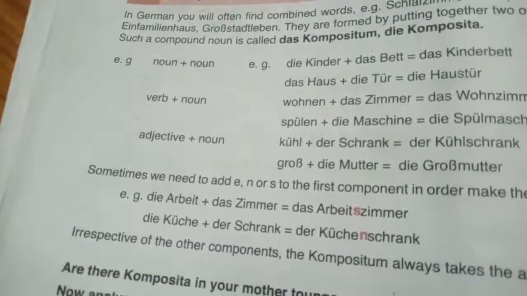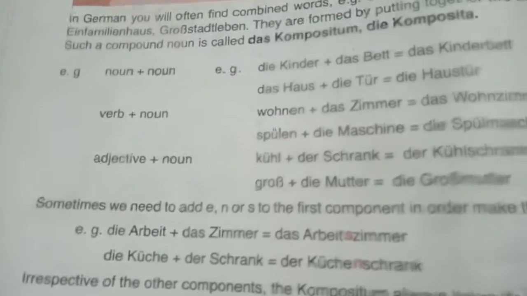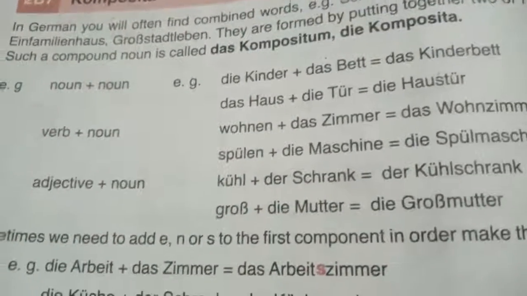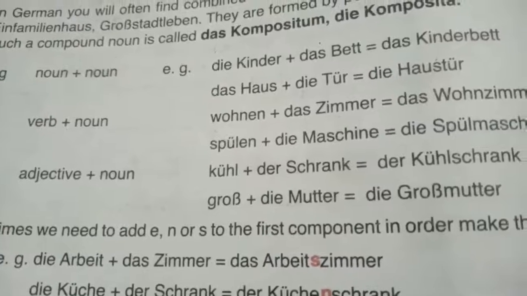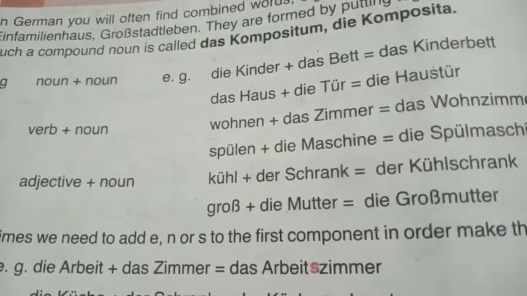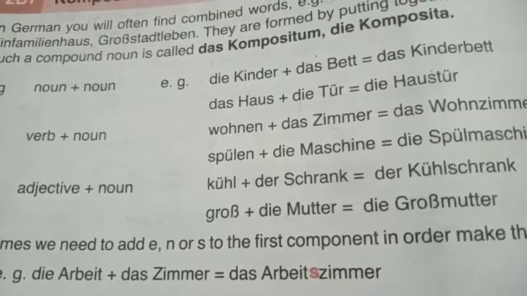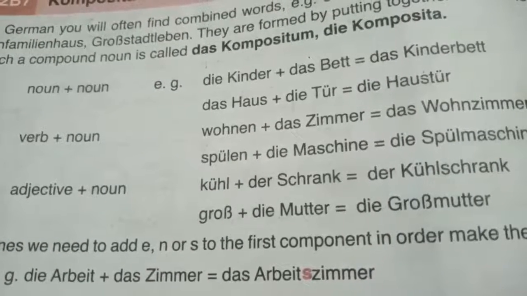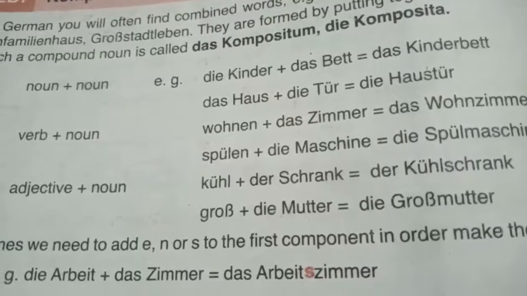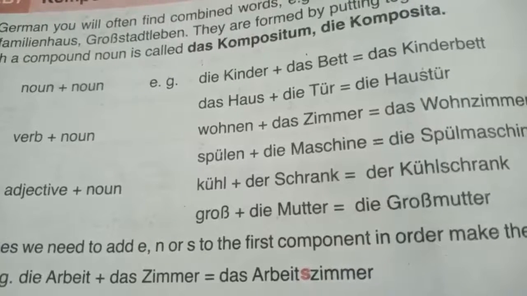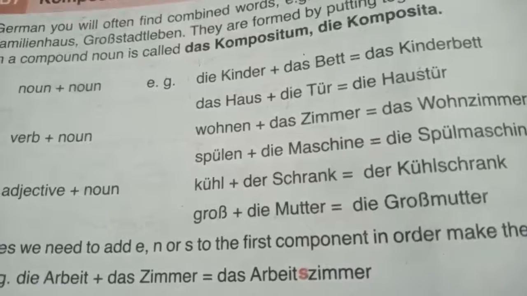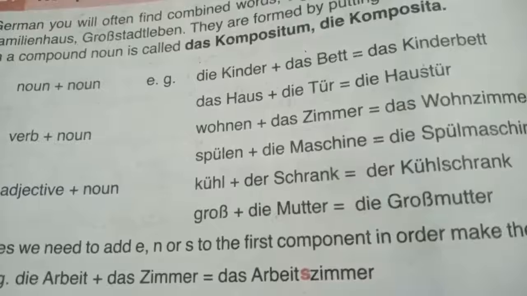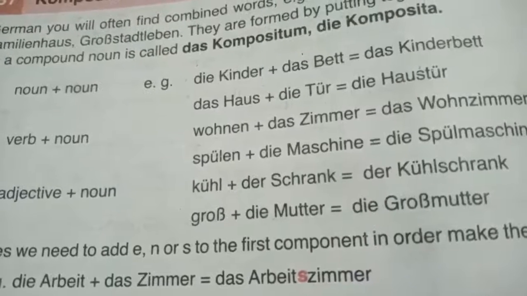Example 1. There is the noun plus noun form. That is die Kinder plus das Bett is equal to das Kinderbett, that is a kid's bed. Second example of noun plus noun, das Haus plus die Tür. Remember there is an umlaut over the U in Tür, so it is not Tur but it is Tür. So das Haus plus die Tür is equal to die Haustür.